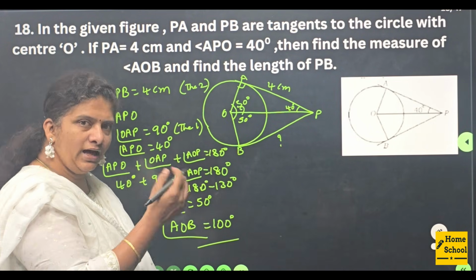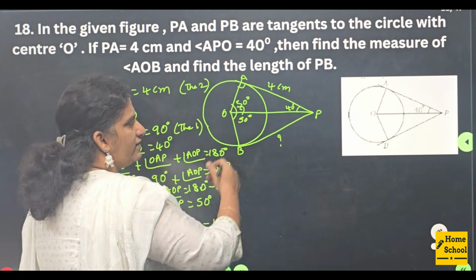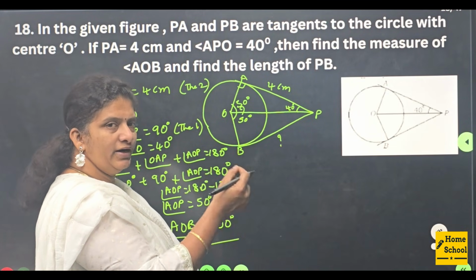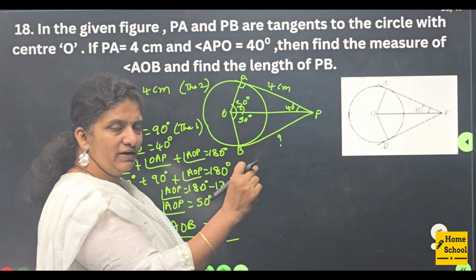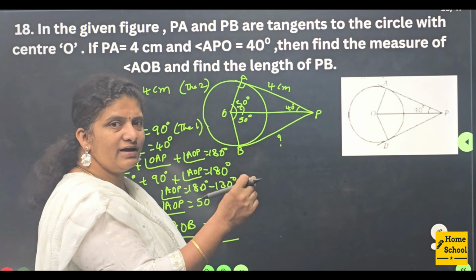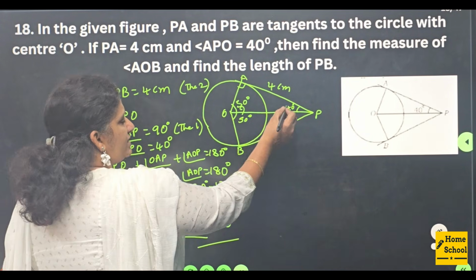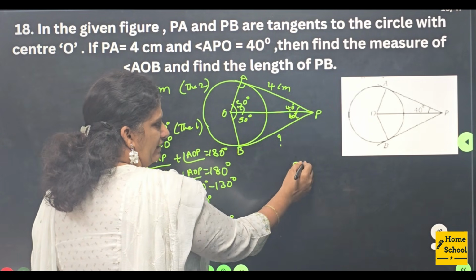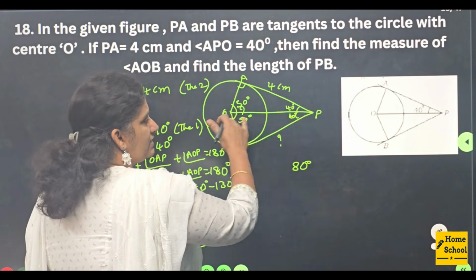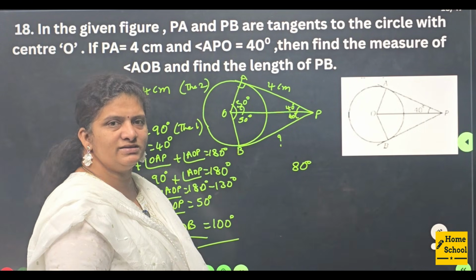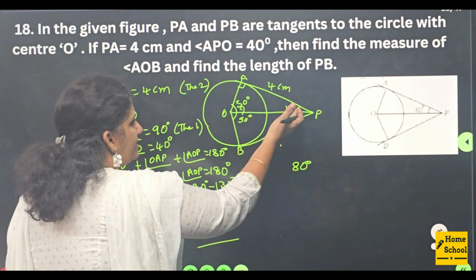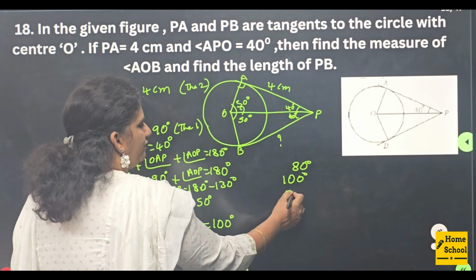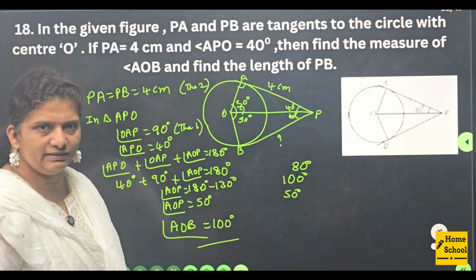This one we can do in another method, whereas OP is an angular bisector. If P is an external point and O is a center, if a line is joined between them, then this line acts as an angular bisector. If this is 40, this will be 40. 40 plus 40 will be 80, right? We know the opposite angle sum of a quadrilateral is 180 degrees. Then here it is 80, means this will be 100. Half of 100 is 50. In that way also you can think, children.